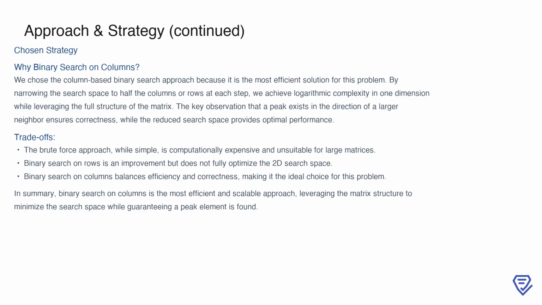The trade-offs among the approaches are clear. The brute force method is computationally expensive and impractical for large matrices. Row-based binary search improves efficiency but still falls short of fully optimizing the 2D search space. In contrast, column-based binary search strikes the right balance between efficiency and correctness, making it the ideal choice. This strategy minimizes the search space while guaranteeing that a peak element will be found, which is why it stands out as the best solution for this problem.